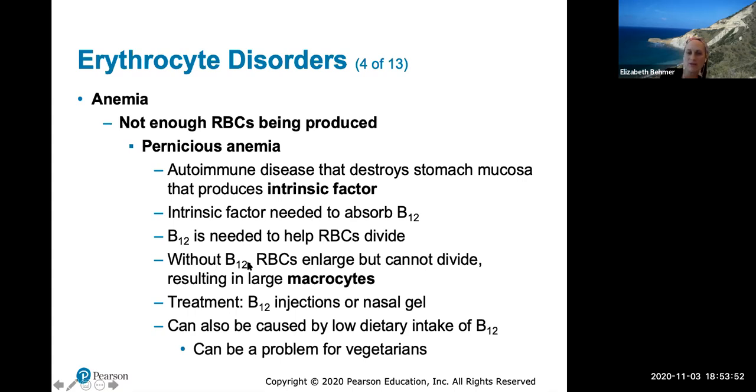So without B12, because it can't get absorbed through the stomach mucosa, because pernicious anemia destroys that mucosa layer, your red blood cells will enlarge but cannot divide, resulting in large macrocytes. And the treatment is just to inject B12, so get B12 injections or a nasal gel. It can also be caused by low dietary intake of B12, which can be a problem for vegetarians. So if you follow some sort of vegetarian diet, maybe think of supplementing with a B12 supplement.